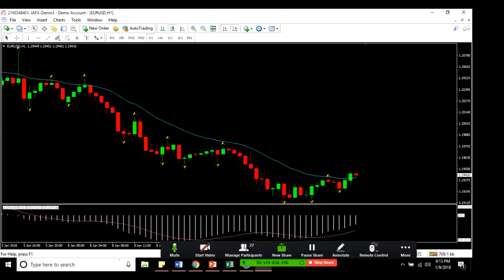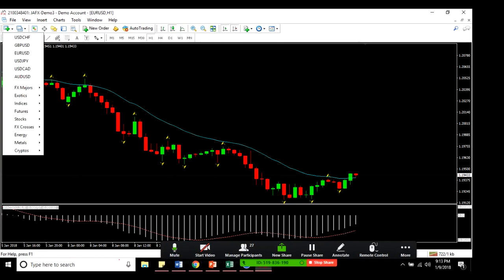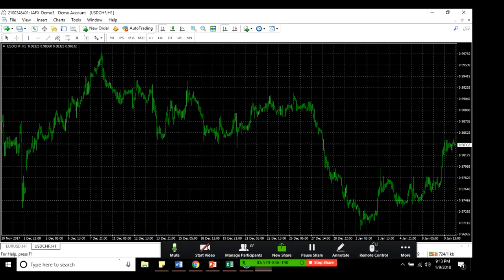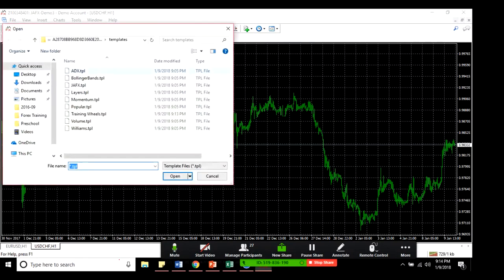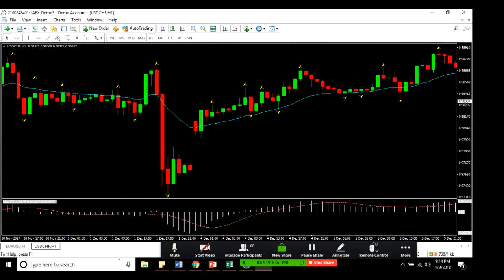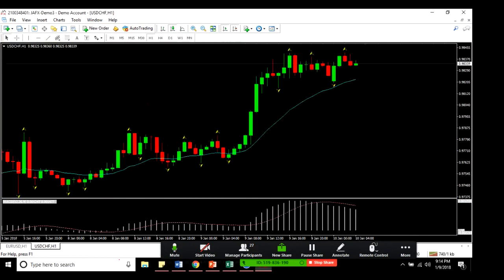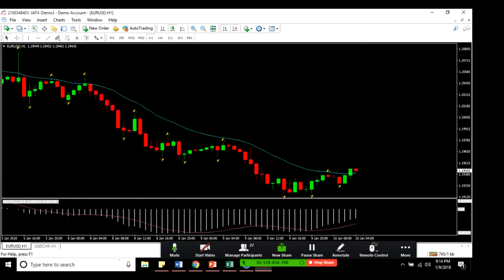Now, let's say you wanted to trade something else besides the Euro USD. Instead of having to manually add all your indicators again, this is what your chart is going to look like when you open up a new chart on MetaTrader 4. Come over here to the drop down under your templates, click load template, and then click on whatever you named that template, hit open, and voila, it's automatically going to adjust it for you. All right, so let's go back to the Euro.